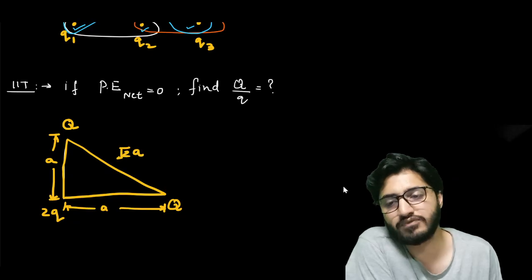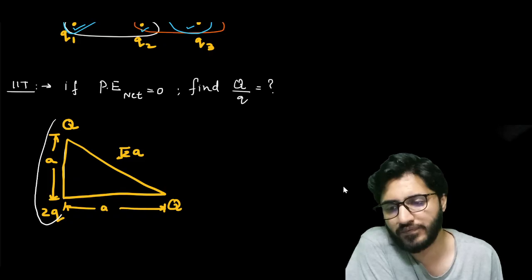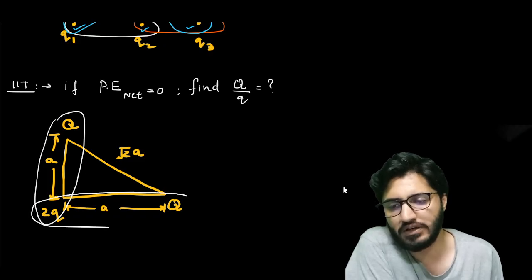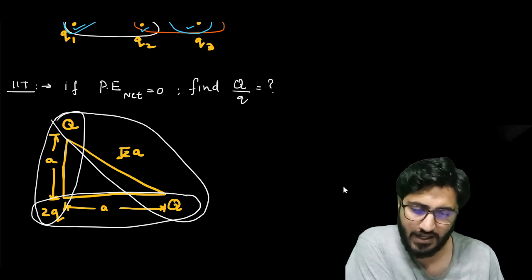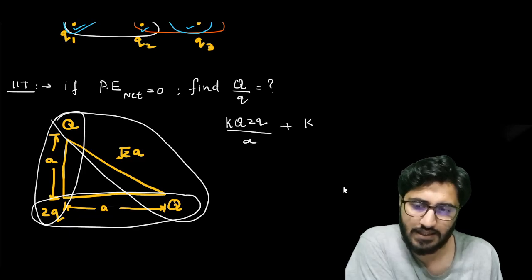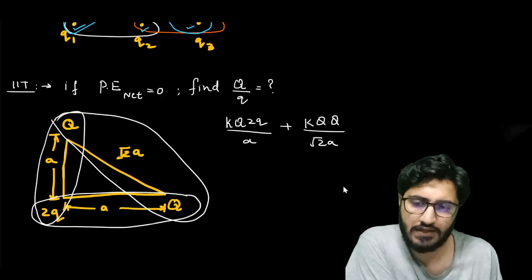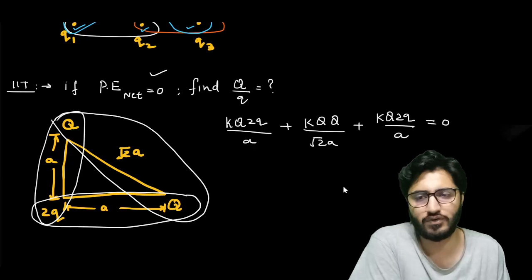So how many charges do we have? Sir, 3. So 3 pairs. What will be the electric potential energy of these 3 pairs? One pair, second pair, then third pair. So for the first pair, what can I write? K Q 2q divided by A plus K q q divided by root 2 A plus K Q 2q divided by A equals 0. Net is 0, no?